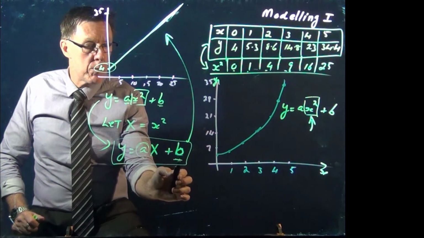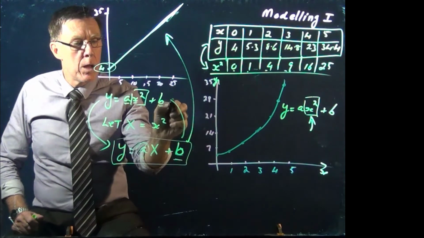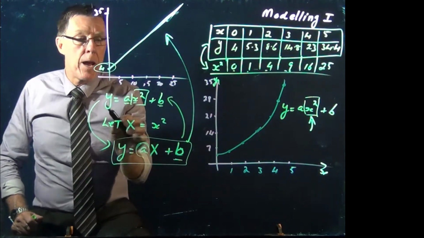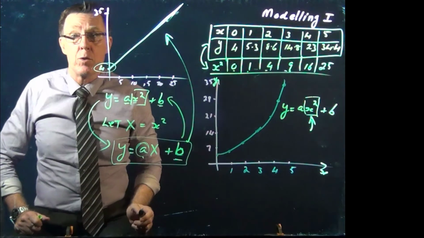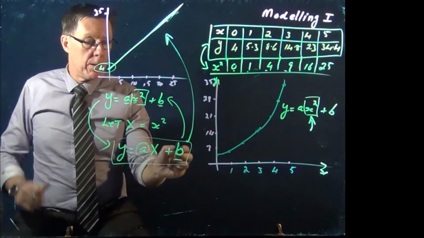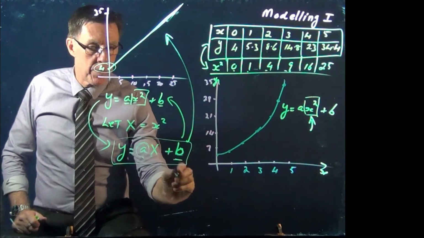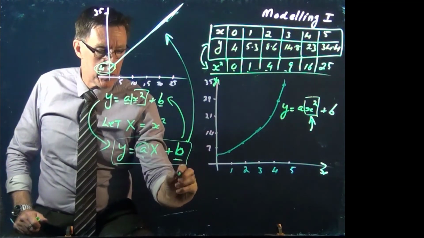I can then take that information and put it back into the original quadratic function, and I will have a rule that explains what these points are trying to do. Now, clearly the b value is really easy to do. It's just where it cuts the axis, and that's going to be 4.